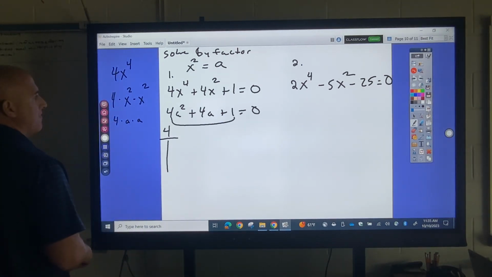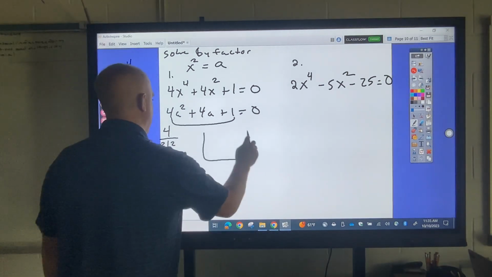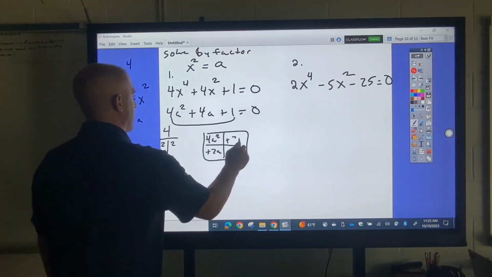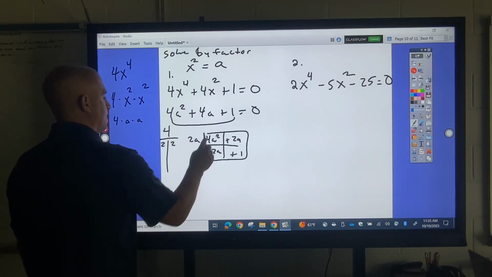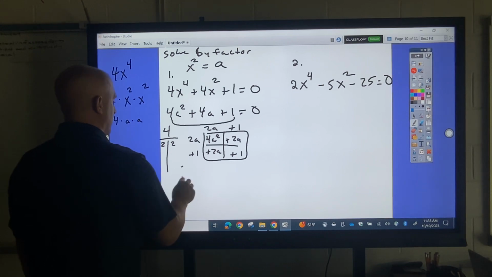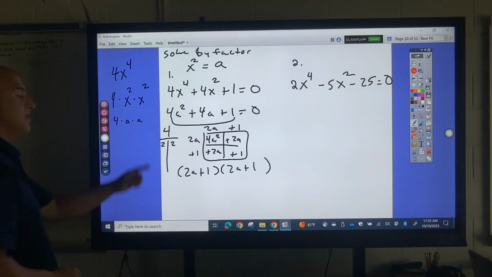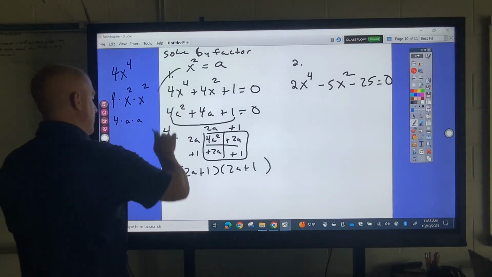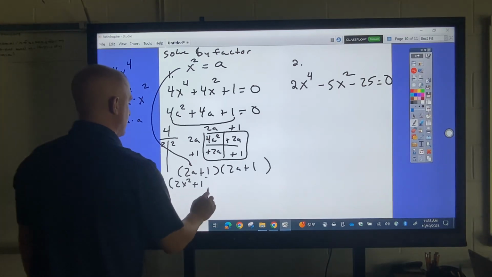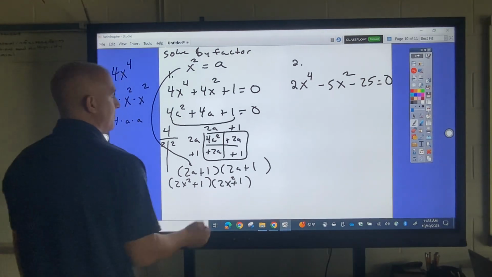What are the factors of 4 that add up to that? That would be 2 and 2, okay? So I got my box here, I've got 4a squared plus 2a plus 1. That would be 2a plus 1, and plus 1, okay? So I got 2a plus 1, 2a plus 1. Now, the thing is, my original problem had x squared. So what I do is I put this back into here. So that's 2x squared plus 1, and 2x squared plus 1. I want to solve them individually.